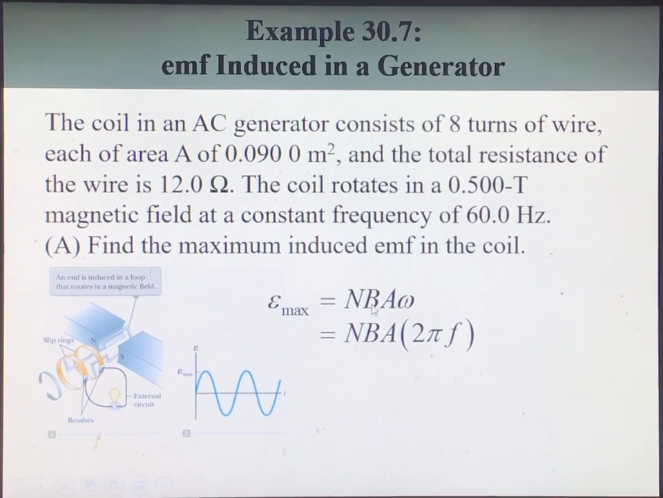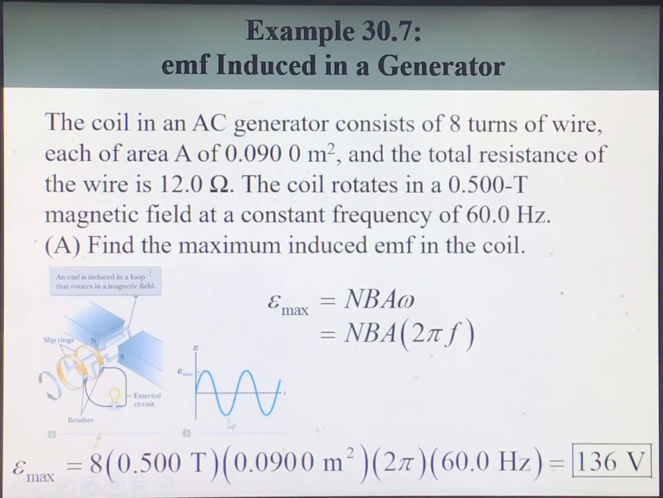So we know that we can calculate the maximum value of the induced voltage using this equation here. So it's just the number of turns times the strength of the magnetic field times the cross-sectional area times omega. Now we know that omega can be expressed in terms of the frequency using this equation right here. It's just 2 pi times the frequency. So if I plug in those numbers here, I end up with 136 volts. So this is the maximum value of the induced EMF, 136 volts.